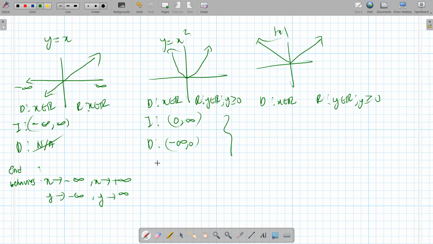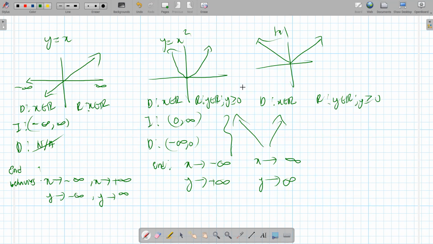And the end behaviors. When x is going to negative infinity, where's y going? It's going up, positive. And when x is going to positive infinity, where's y going? It's going positive as well. So this is the exact same for both of them.